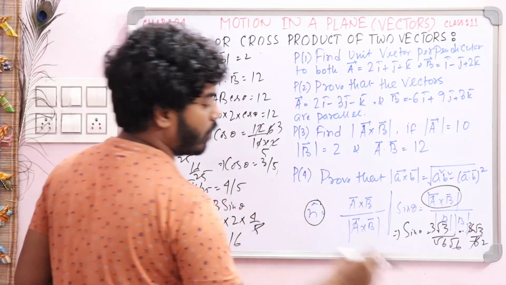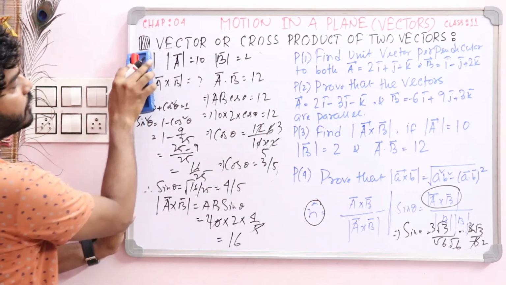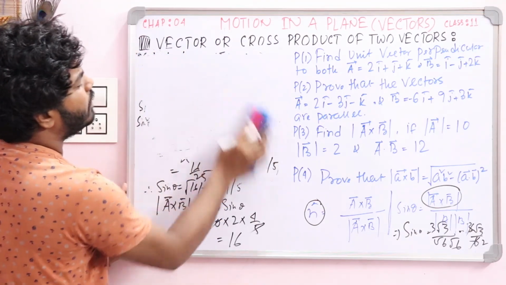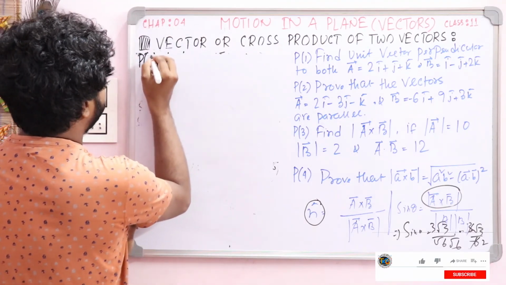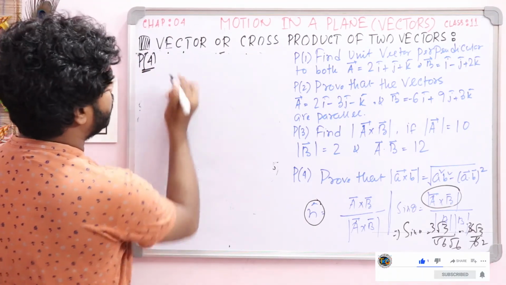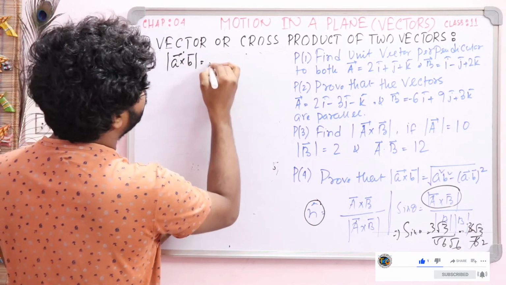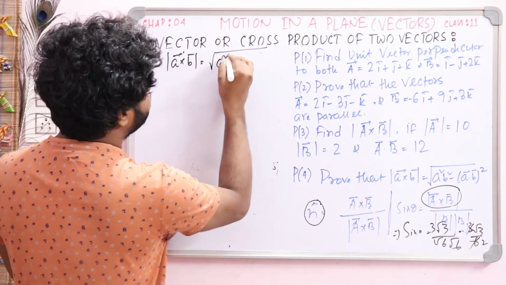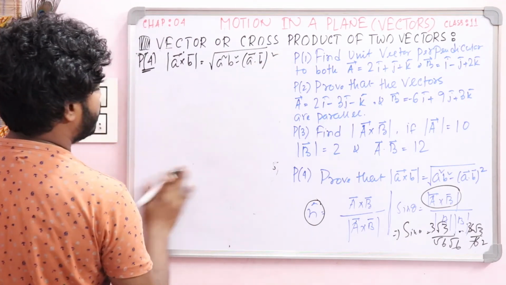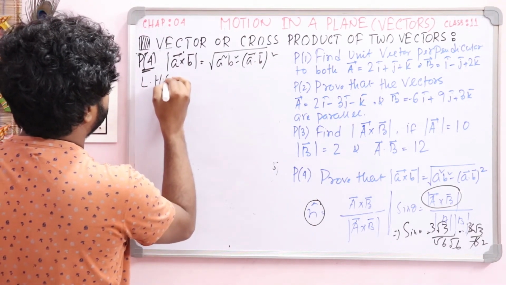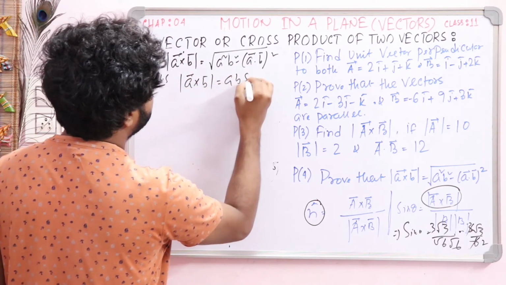Okay, now problem 4. Important, these types of problems, students, write it down. You can take a screenshot. In problem 4 you have to prove that the magnitude of A cross B is equal to root under A square B square minus A vector dot B vector the whole square. Okay, at first you prove the left hand side, that is A cross B.